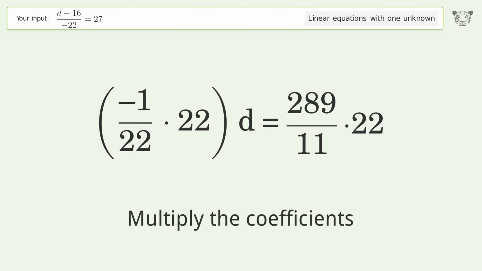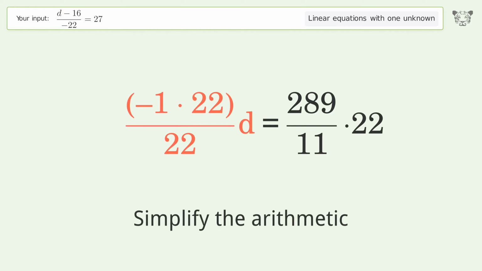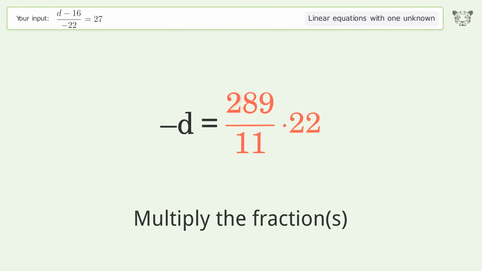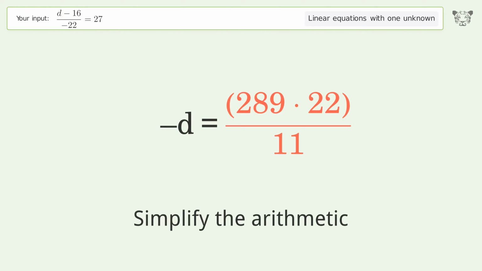Multiply the coefficients. Simplify the arithmetic. Multiply the fractions. Simplify the arithmetic.